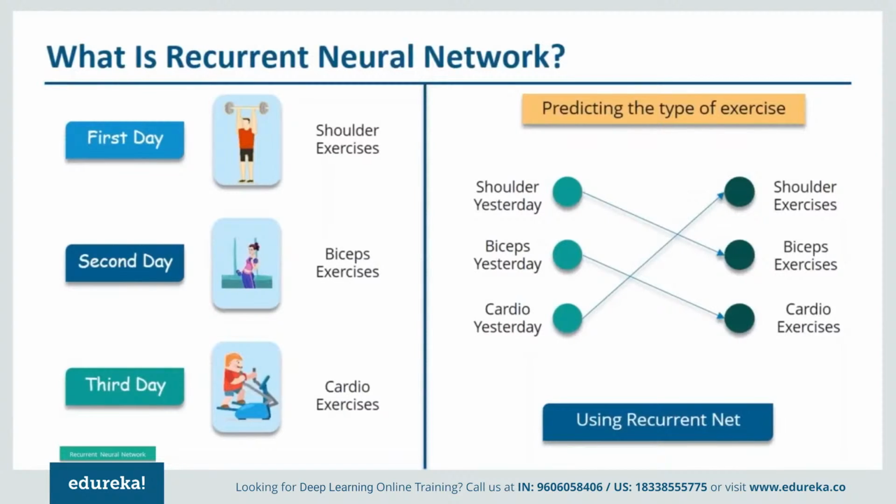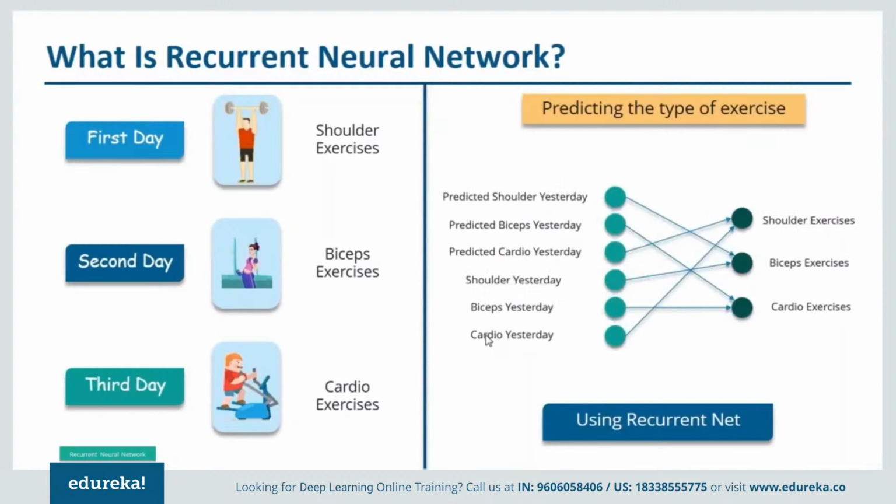Now there can be one scenario where you are unable to go to the gym for one day. Due to some personal reasons, you could not go to the gym. Now what will happen at that time? We'll go one timestamp back and we'll feed in what exercise happened the day before yesterday. So if the exercise that happened the day before yesterday was shoulder, then yesterday there were biceps exercises. Similarly, if biceps happened the day before yesterday, then yesterday would have been cardio exercises. Similarly, if cardio happened the day before yesterday, yesterday would have been shoulder exercises.